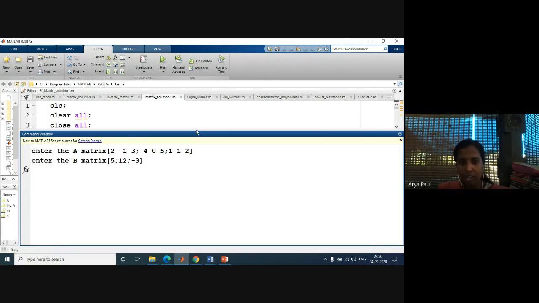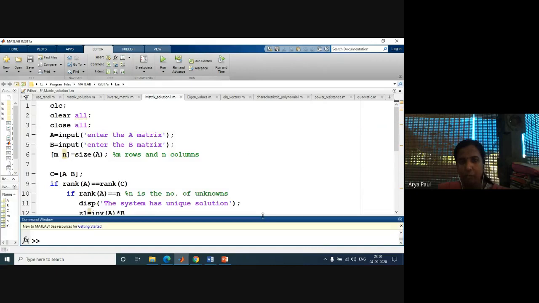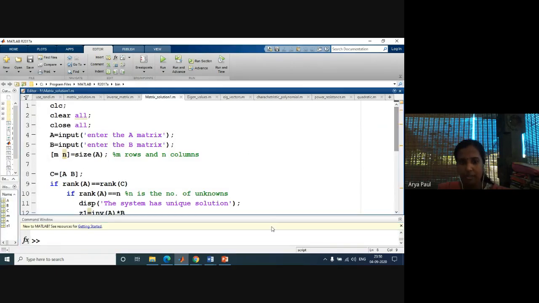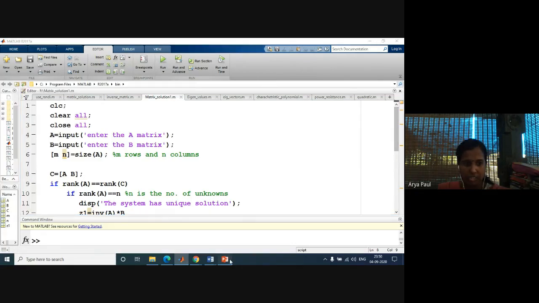Now the answer is the system has a unique solution here. And what is the solution? This is X value, this is Y value, this is Z value. So this is also a column vector. What is the solution? X, Y, and Z value. I hope this is clear. You can check with more examples. Okay, so that's all about the matrix solution of system of linear equations.